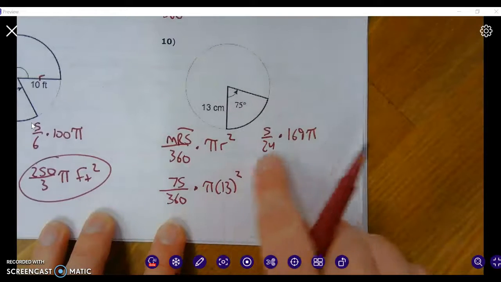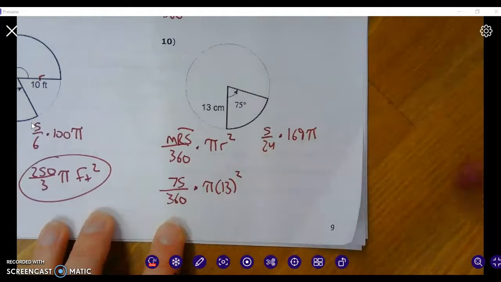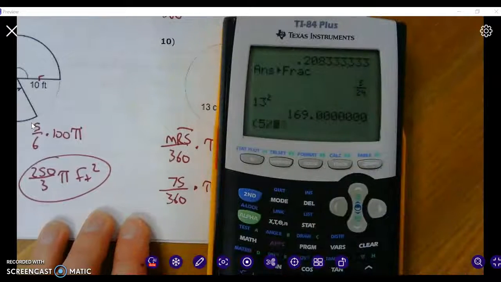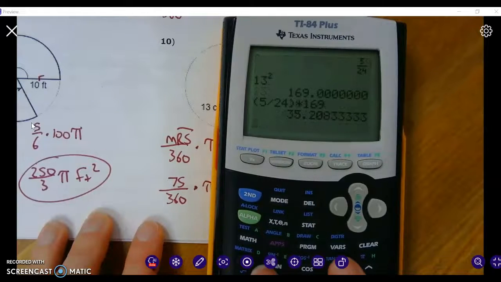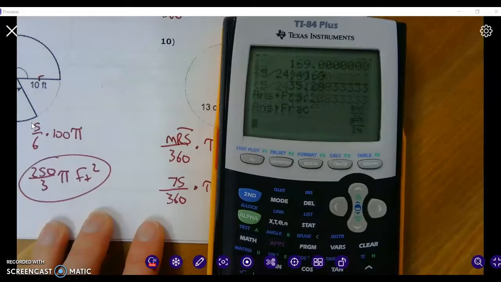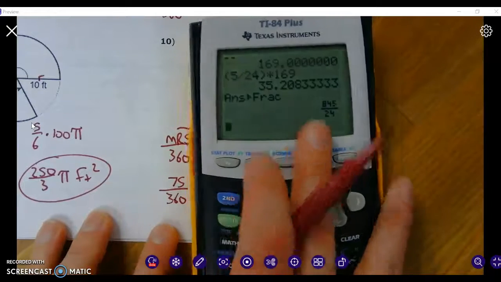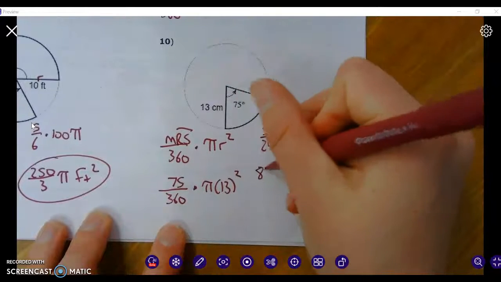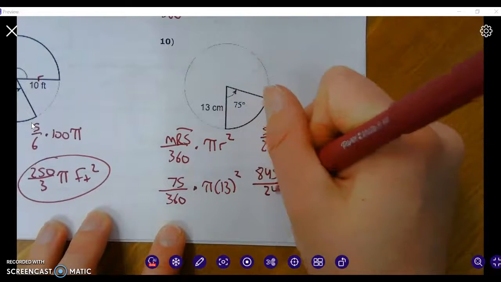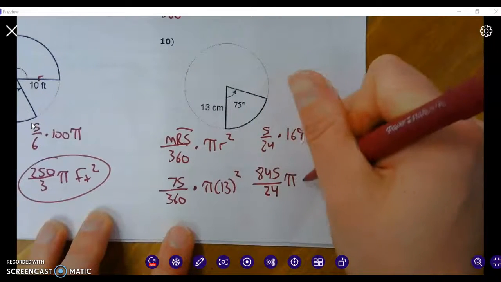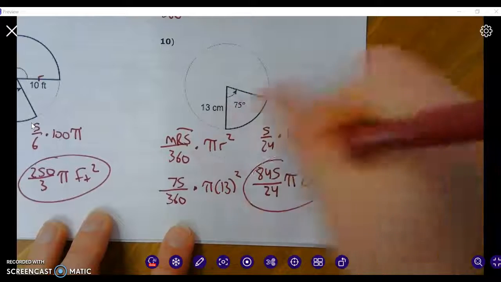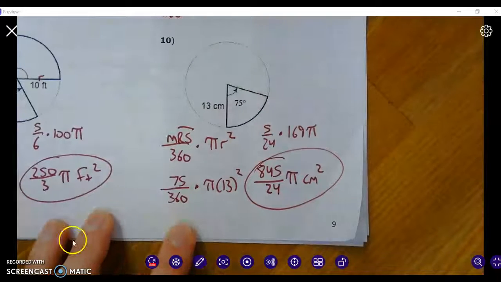pi. Okay, and then you multiply your fraction and number together. 5 over 24 times 169 is a gross decimal, so I turned it to a fraction. So this is a really gross fraction, but it's what we got. So 845 over 24 pi centimeters squared. Okay, and that is all you do.